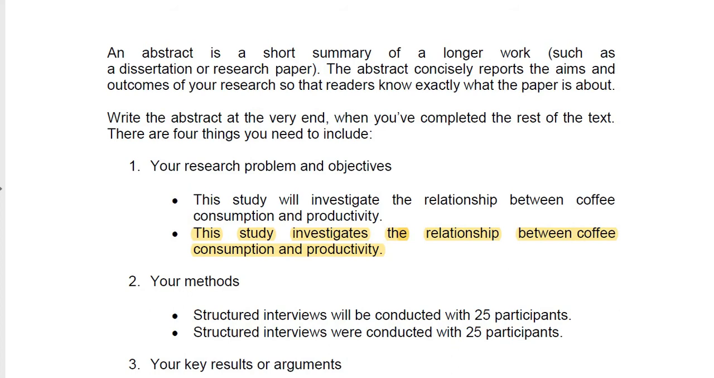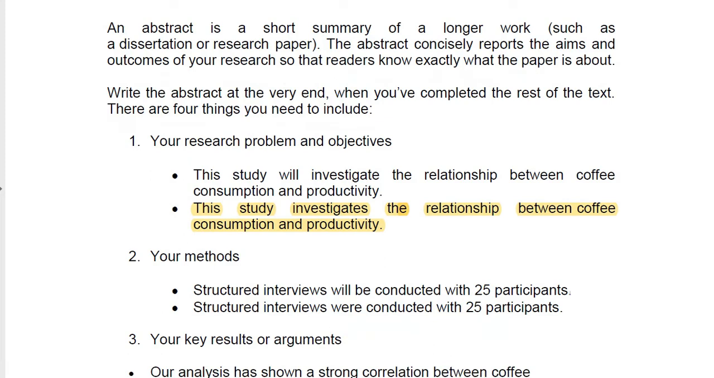This is the correct answer. Alright. So it must be in present. Your methods. Now we have to indicate the research methods that we are going to use in order to answer our question. This part should be a straightforward description of what you did in one or two sentences. It is usually written in the simple past tense as it refers to completed actions. By the way, here we have two options.